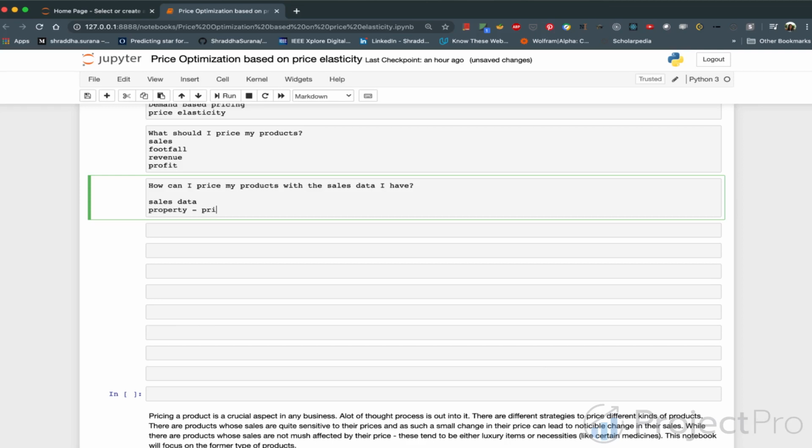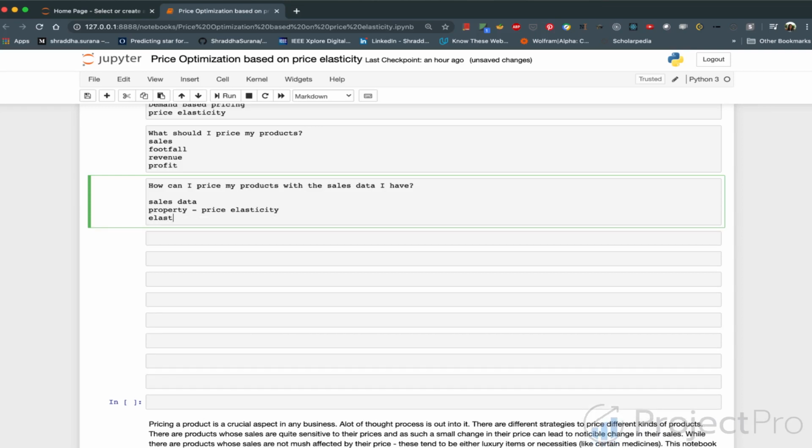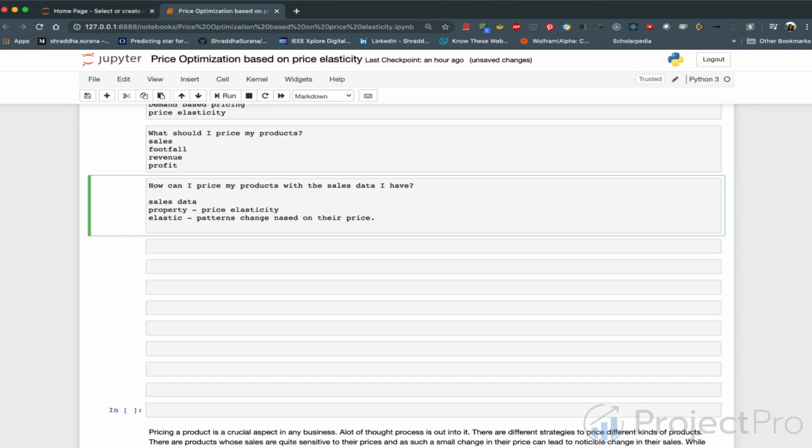Now, products have a property called price elasticity. Some articles also mean products. So some products are elastic, while some products are inelastic. So elastic products are products whose purchase patterns change based on their price. And inelastic products, as you would have guessed, are products whose sales are not much affected by their price changes. These usually tend to be luxury goods and necessity items. The pricing strategy for such products is done entirely differently.